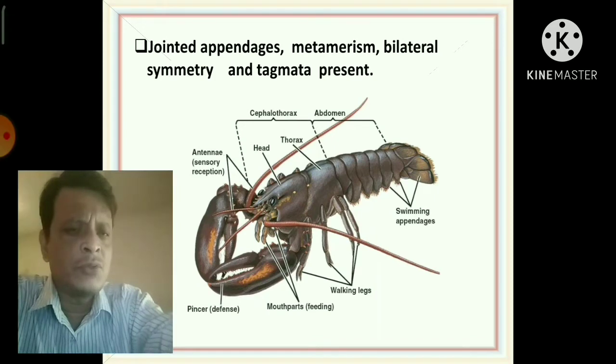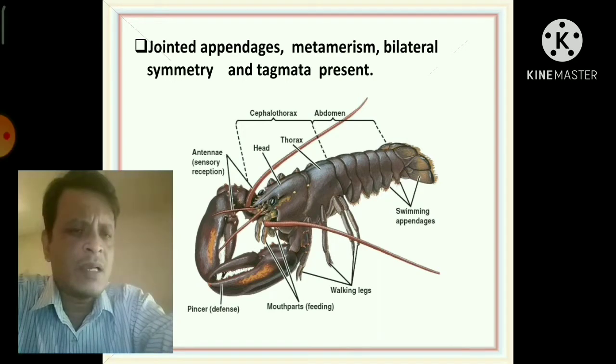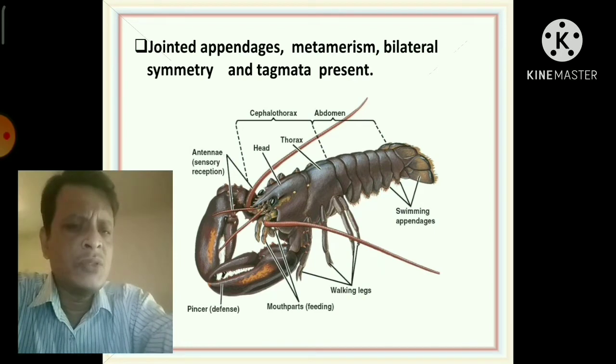The body can be divided into two equal halves along only one plane, and tagmata are present. The body is distinctly divided into some distinct regions, for example head, thorax and abdomen. In case of insects, the body is divided into three tagmata, that is head, thorax and abdomen. But in case of arachnids, like spiders, the body is divisible into two tagmata, that is prosoma and opisthosoma. But if you think about crustaceans like crabs, the body is divided into two tagmata, cephalothorax and abdomen.